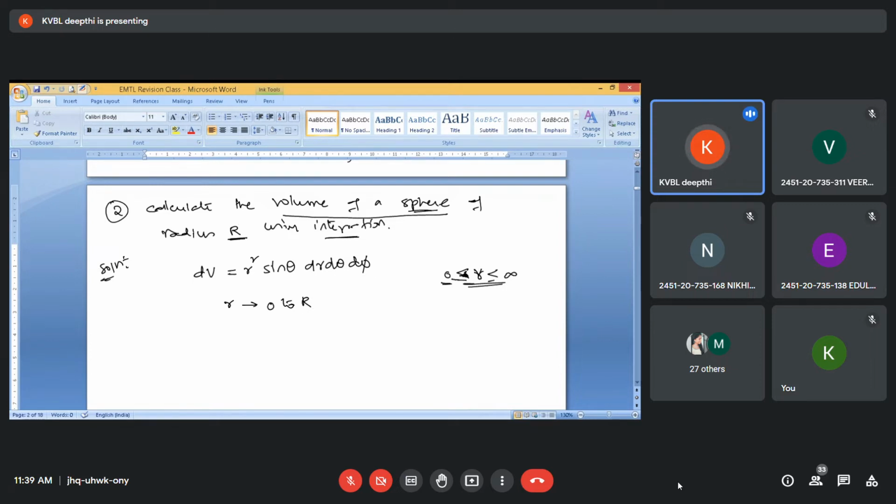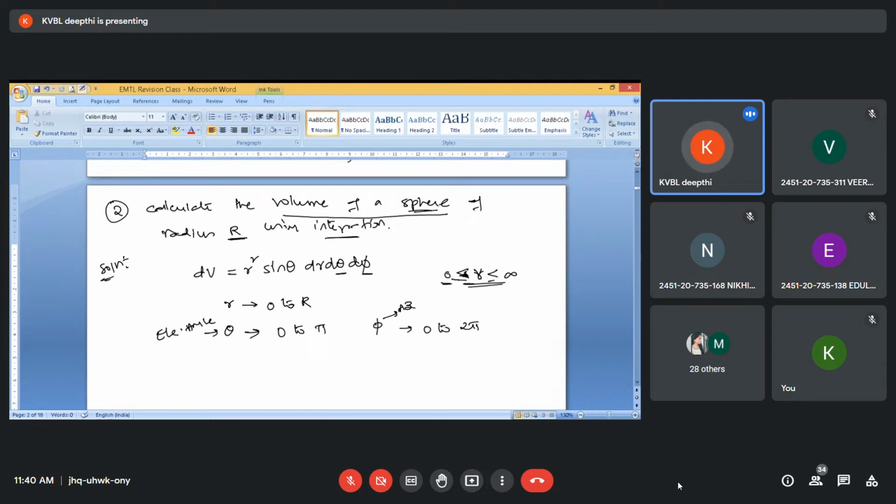Now we have to go with the other integrations also. Now we have to know what are these terms. Theta and range ఎంత? Theta is what? Which angle is this? Elevation angle, correct? So elevation angle is ranging from 0 to pi. You remember this one. The next one we have is the azimuthal angle. It is called as phi. It is ranging from 0 to 2 pi. Now we know all the values.